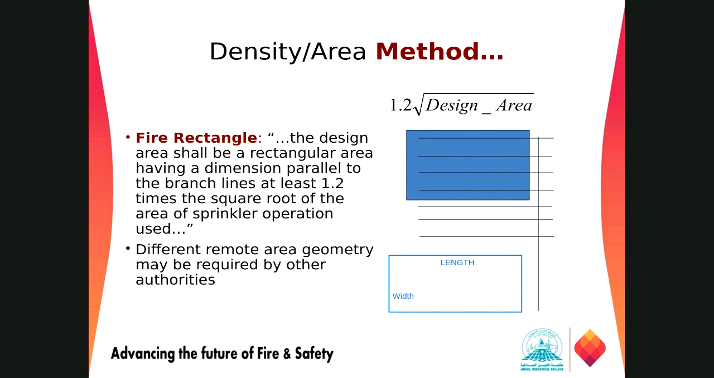Let's say, for example, for light hazard occupancies, we have 1500 square feet. If you use this formula, just put the 1500 square feet into this value. How much are we getting? Let me take the calculator. It must be something around 40 or 43 meters.